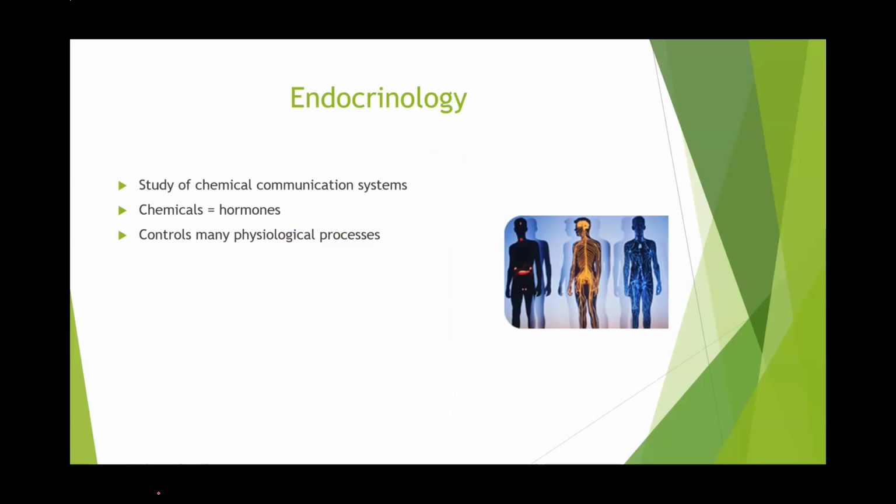Let's talk about the field of endocrinology. So remember, anything ending in ology is the study of, and the prefix is what you're studying. So endocrinology is the study of the endocrine system. And the endocrine system is actually chemical communication in your body. Your body has unique chemicals in it. We call them hormones, that serve to communicate between the cells, between systems, and they control many of the physiological processes in your body.